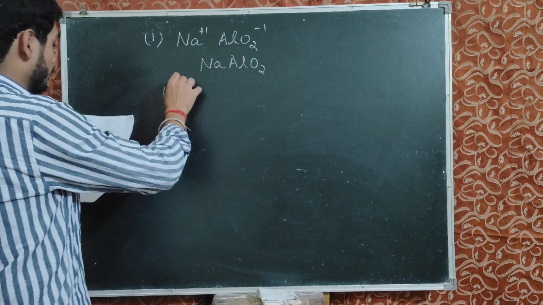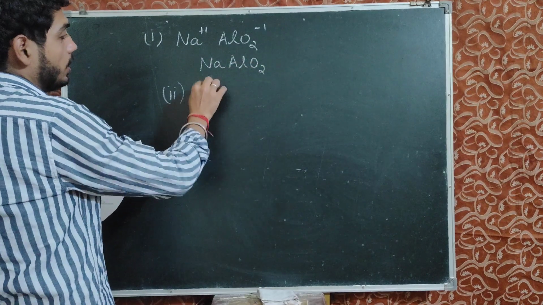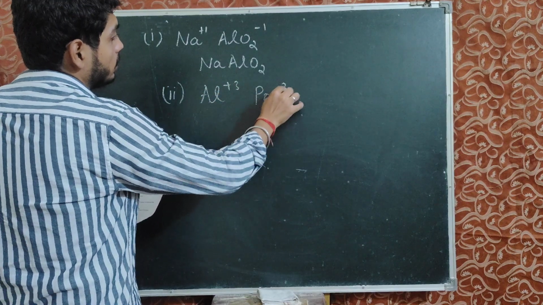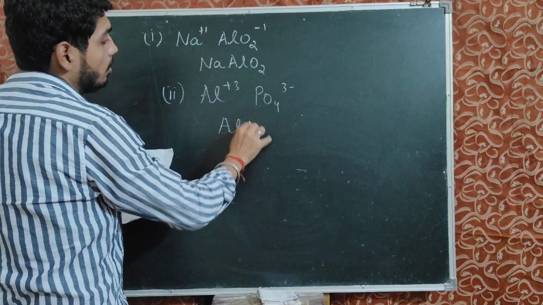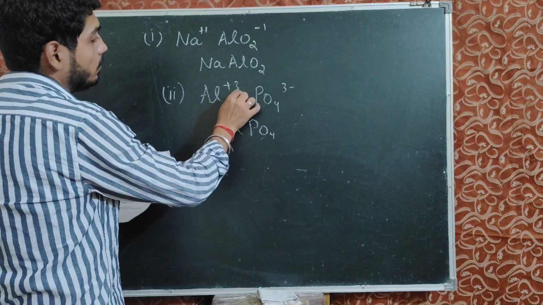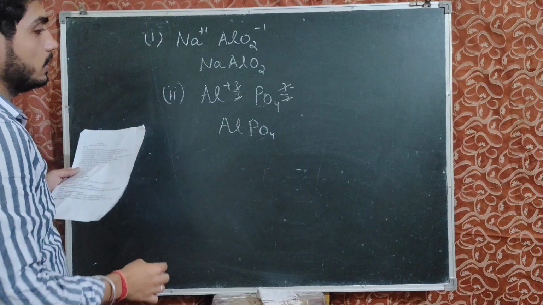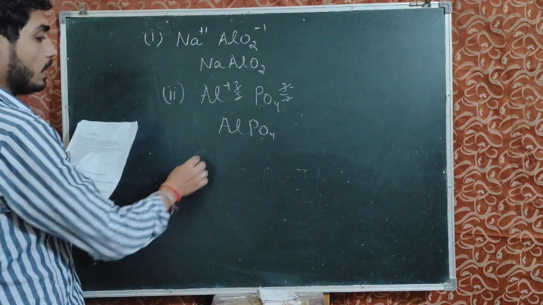Next, aluminium phosphate. Aluminium +3, phosphate PO4 3 minus. So the result is AlPO4. This 3 and 3 will get cancelled, because they have the same common factor, that is 3. So AlPO4.